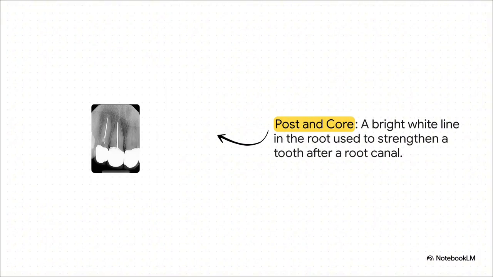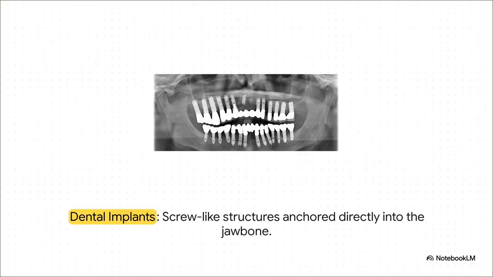Now, what about something a little more complex? If you ever see a bright white line going down into the root of a tooth, that's probably a post and core. So after a root canal, a tooth can be kind of hollow and weak. A dentist will put a metal or fiber post down in there to give it some strength before they put the crown on top.